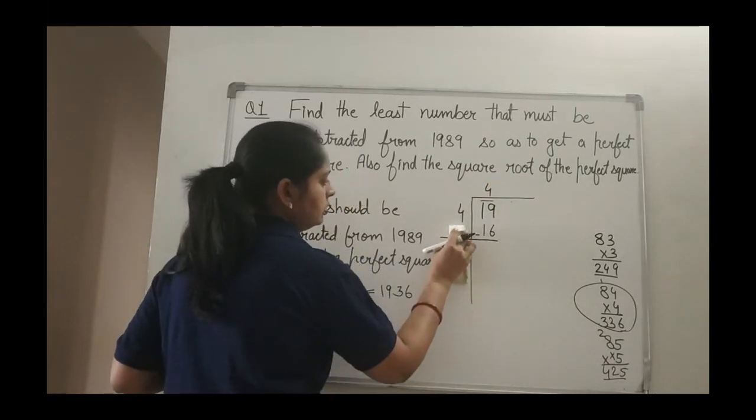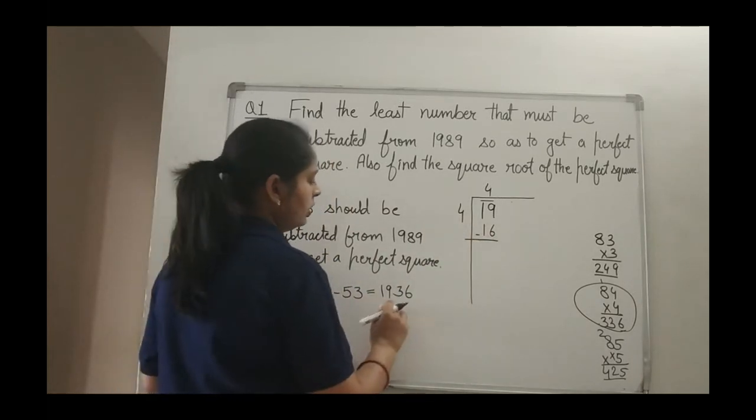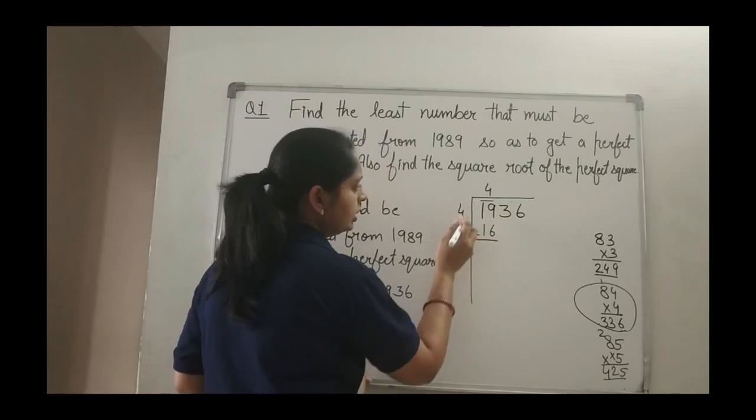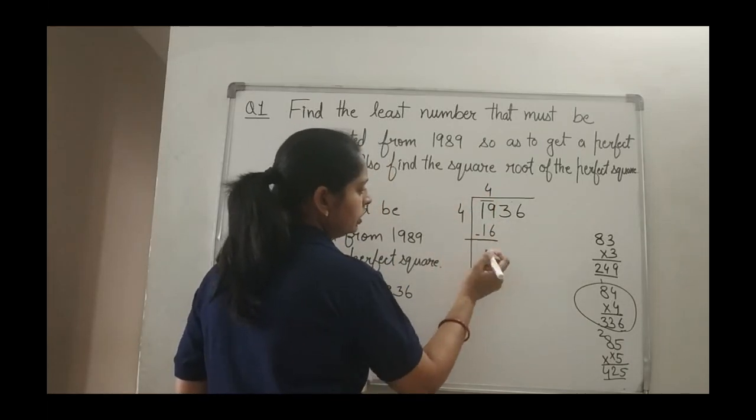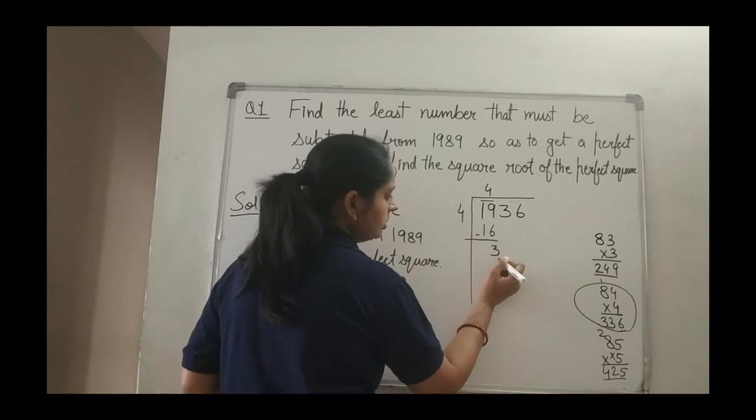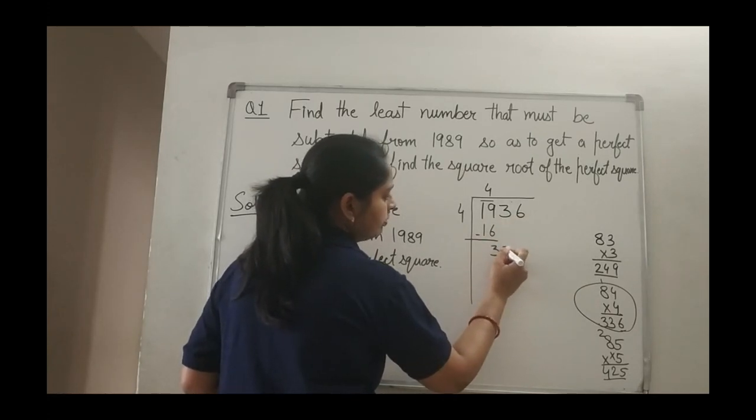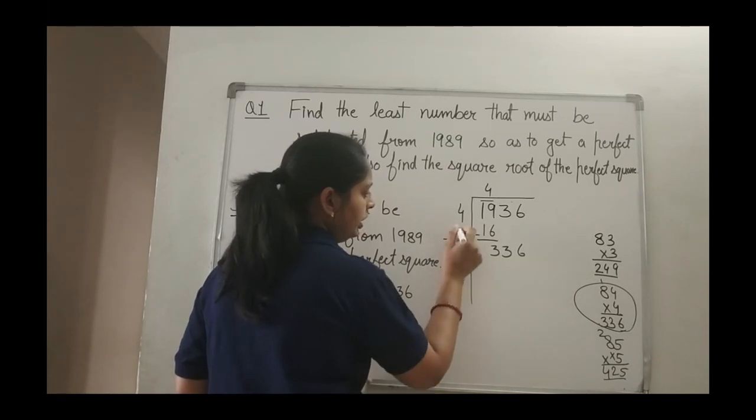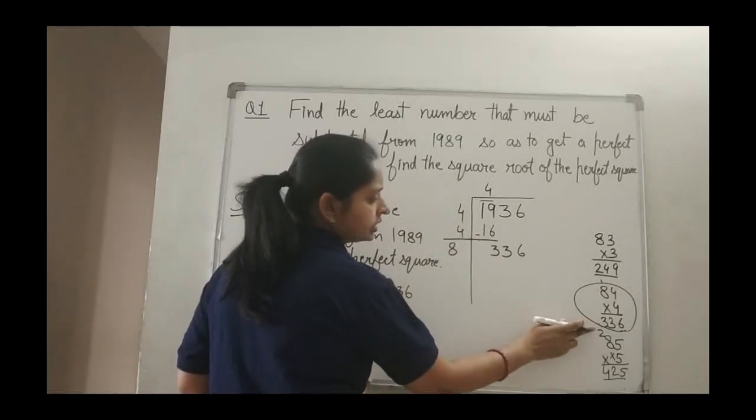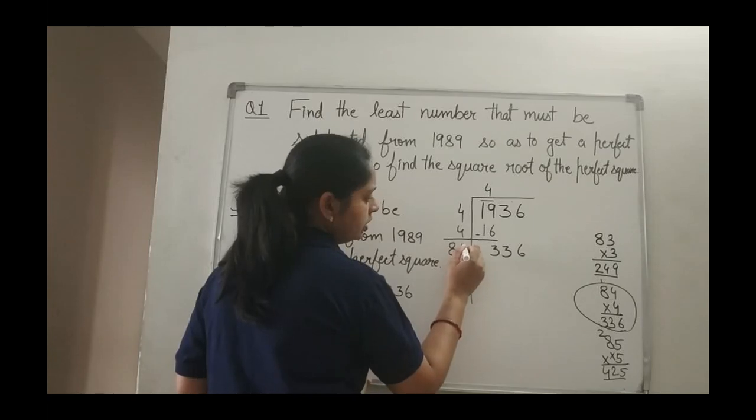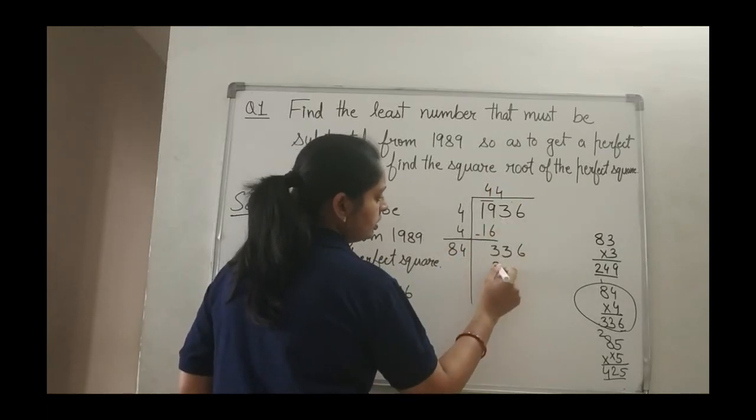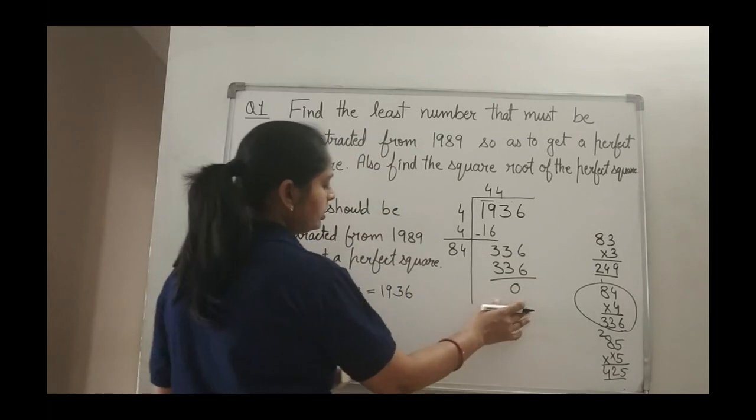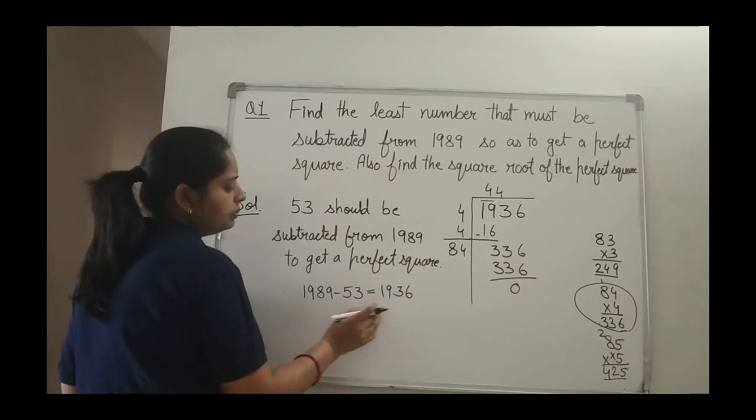what happens? 1936. First number is 19, so it will go for 4. 4 4s are 16 only. Then again you have done with the subtraction and you got 36. 4 plus 4 is 8 and 336. See, 4s are, you got 336. So this is the perfect square number. So just by subtracting the remainder, we will get a perfect square number.